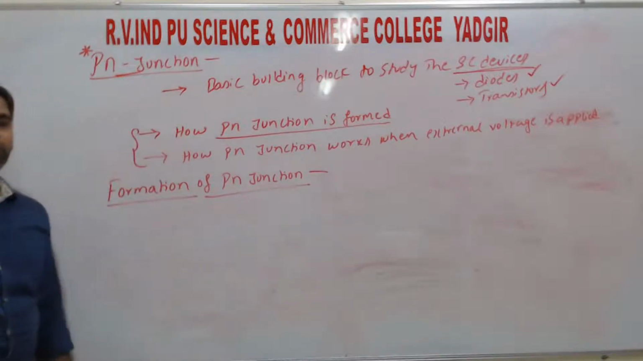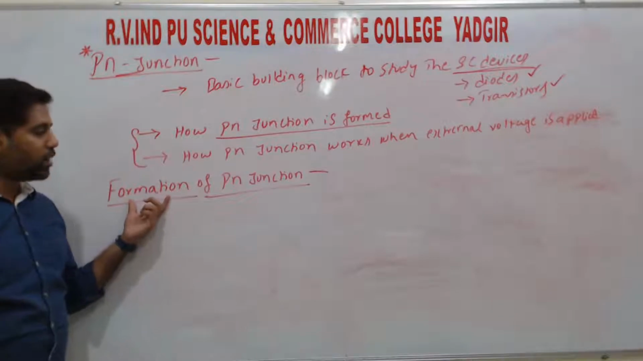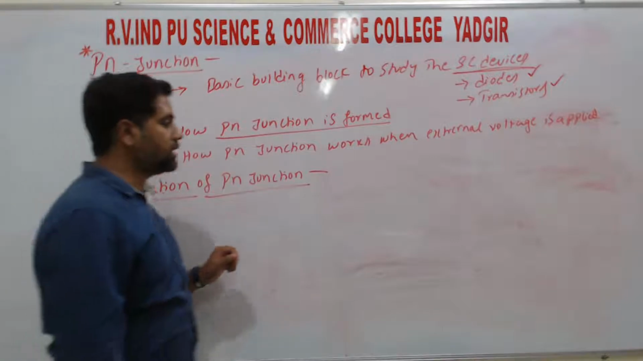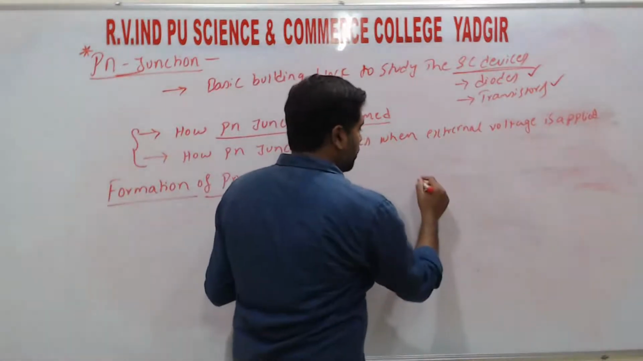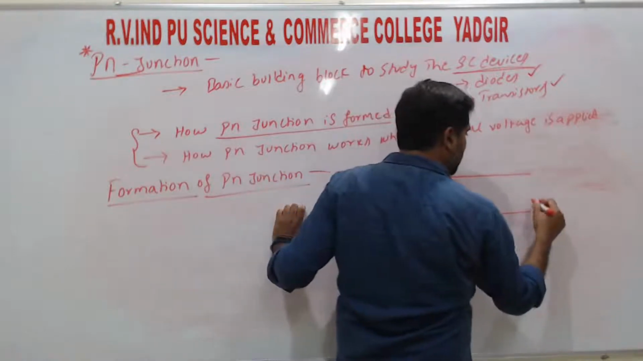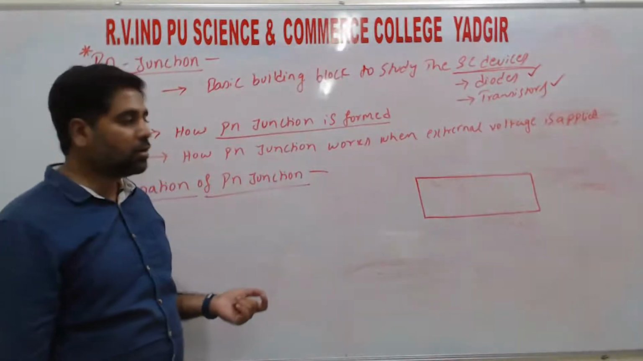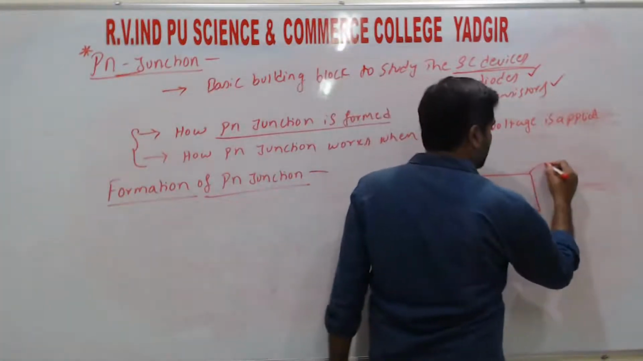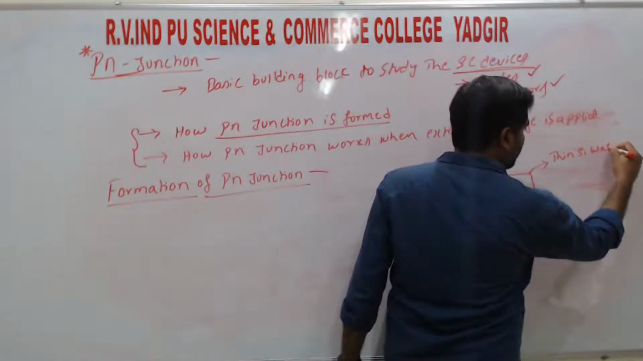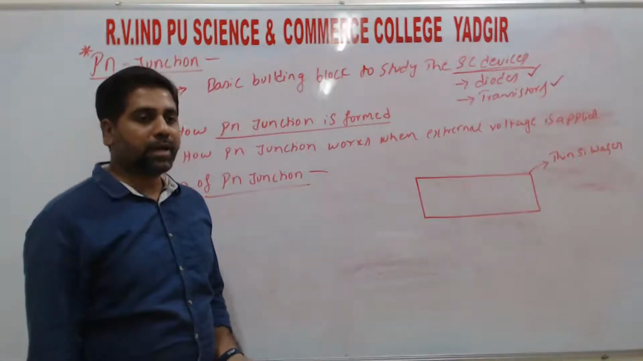Right. So for that, the explanation is the study about the formation of a PN junction. For that, first consider a silicon wafer, that means a thin slice of the silicon semiconductor. So silicon is the semiconductor, right? So here we have the thin silicon wafer. Right. So initially it is an intrinsic semiconductor.